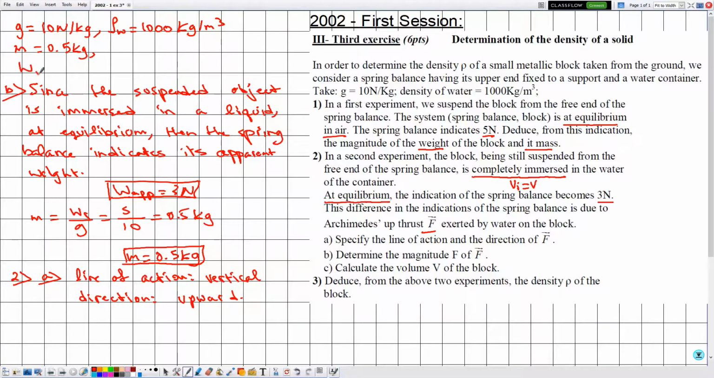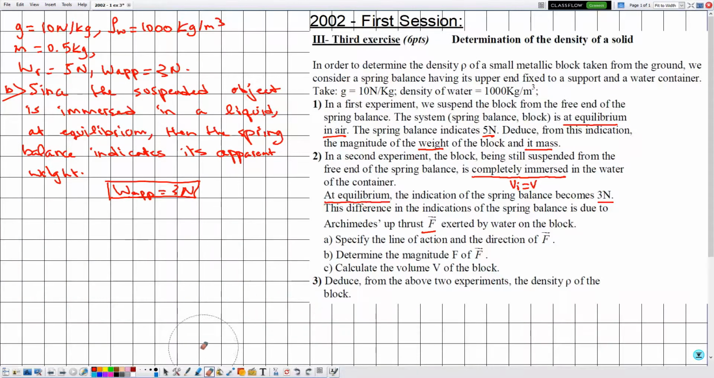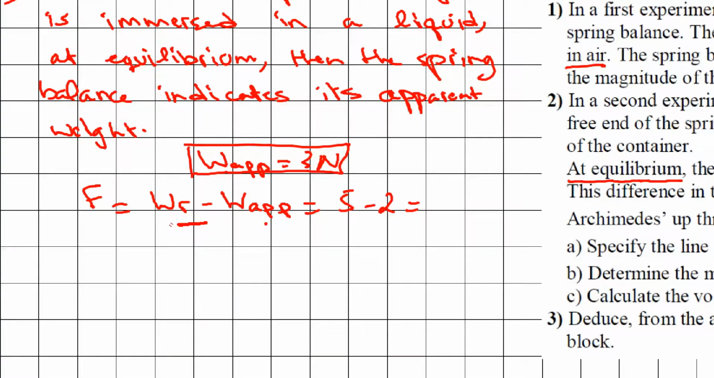The real weight was given by 5 newtons, and the apparent weight is also given by 3 newtons. And now we are ready to calculate the magnitude of F by referring to its definition, which is given by F is equal to the difference between the indication of the two spring balance. So the real weight minus the apparent weight, 5 minus 3. Both the real weight and the apparent weight are expressed in newtons.